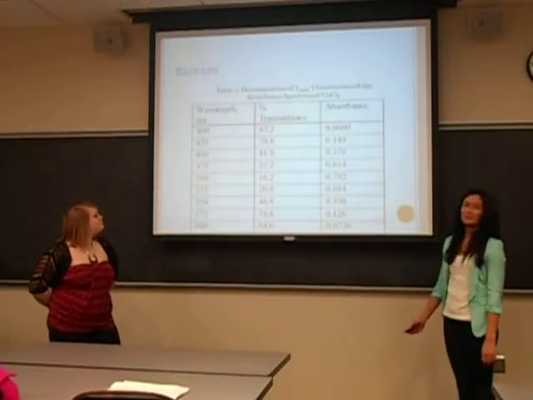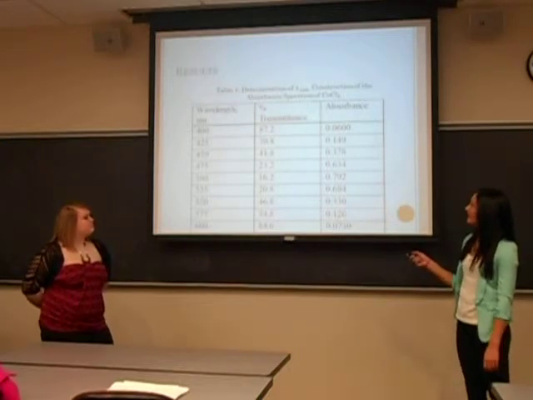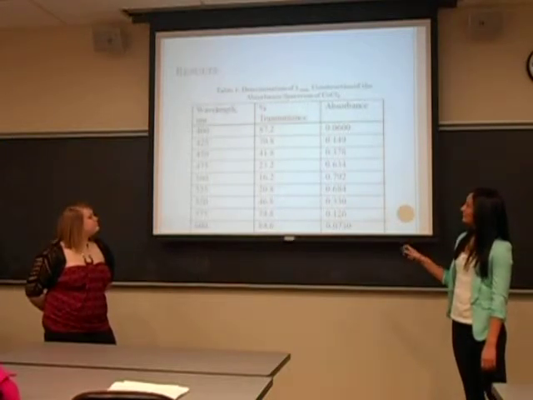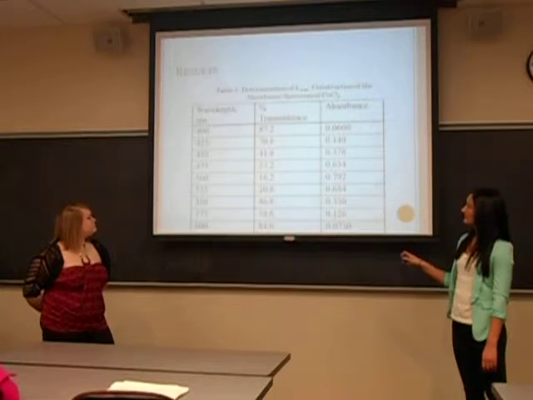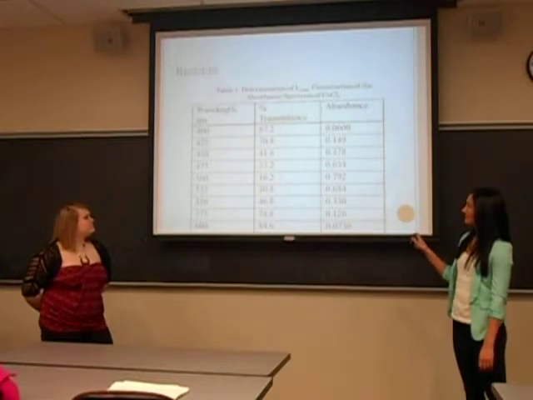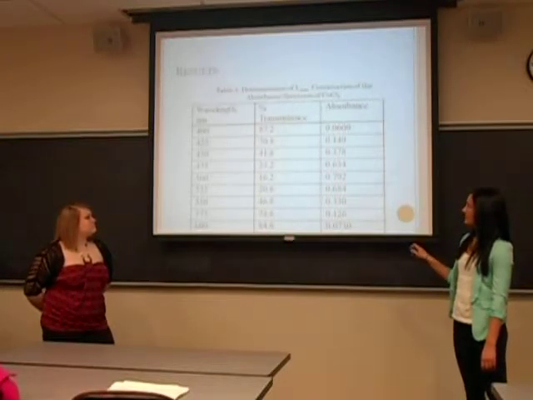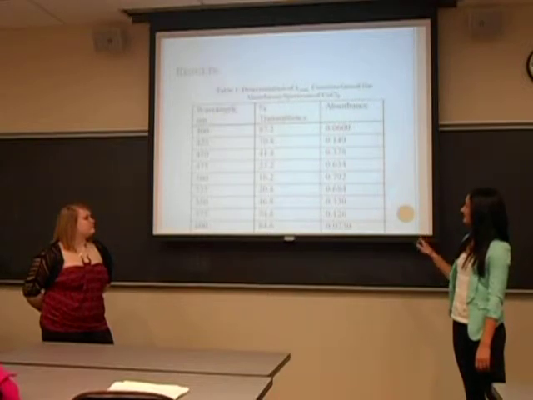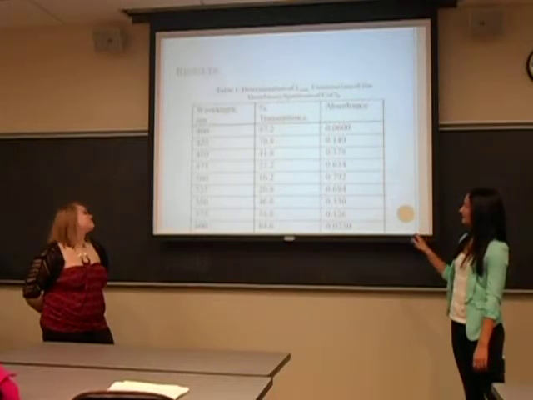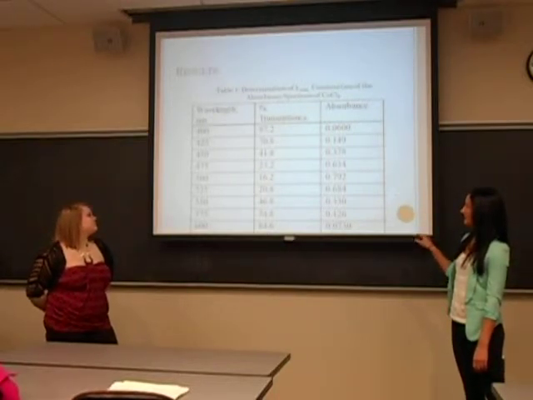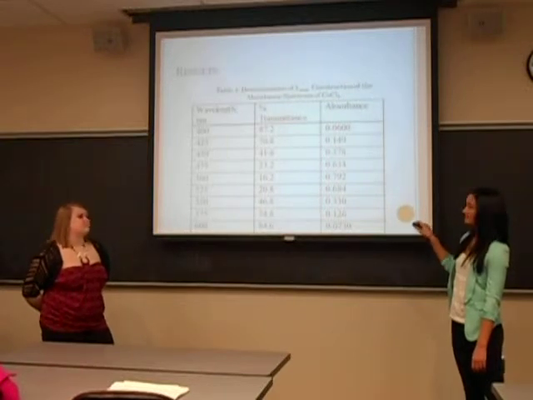So this is table 1, and it just shows us that for the wavelengths, we could see here at 500 nanometers is where the transmittance is the lowest and the absorbance is the highest. So the transmittance would be a U shape here, and the absorbance is like a bell shape.